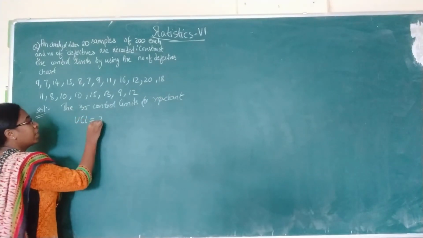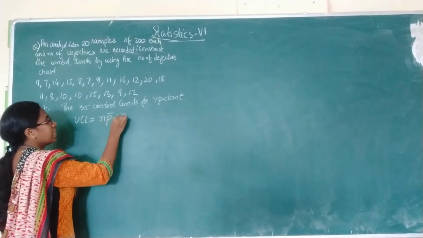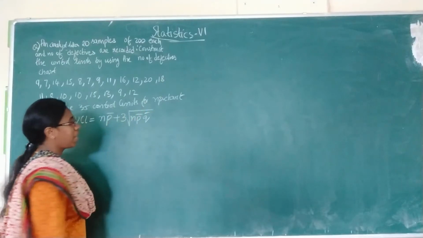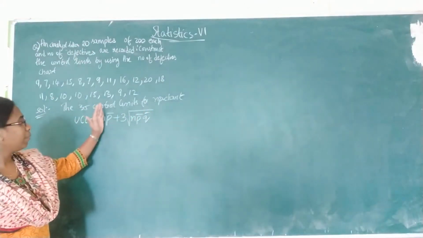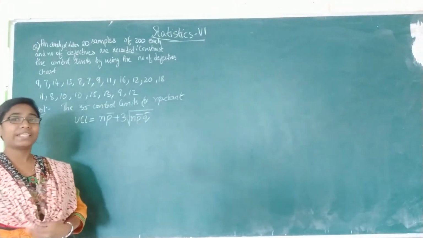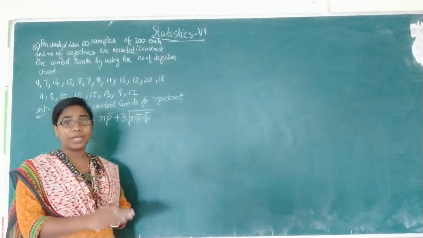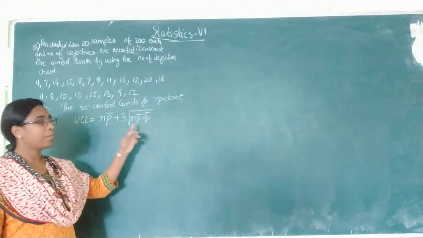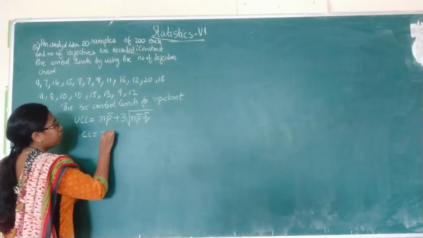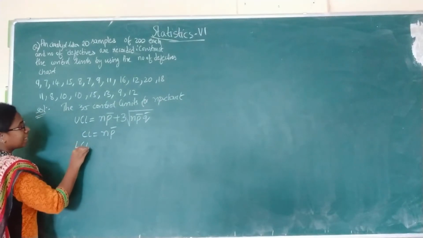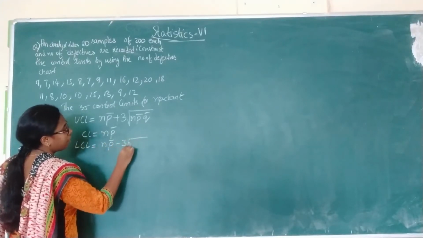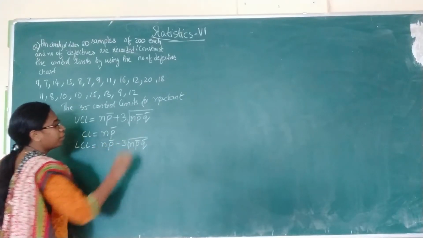UCL equals n p bar plus 3 into under root n p bar q bar. In the P chart you will get only p bar, and in the P chart it is p bar q bar by n. So remember like that: NP chart means you will get n p bar q bar, P chart means you will get p bar q bar by n. Next, CL equals n p bar. Similarly, LCL equals n p bar minus 3 into under root n p bar q bar.